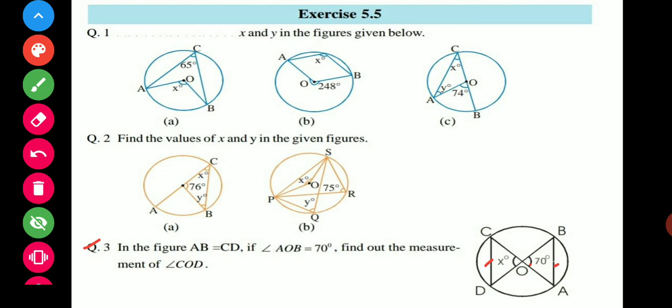Same arc or same chord makes the same angle at the center. So x is equal to how much? That is 70 degrees. So that is your answer. The remaining part you can do at home for your homework.